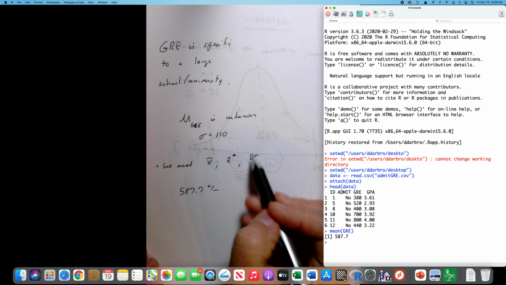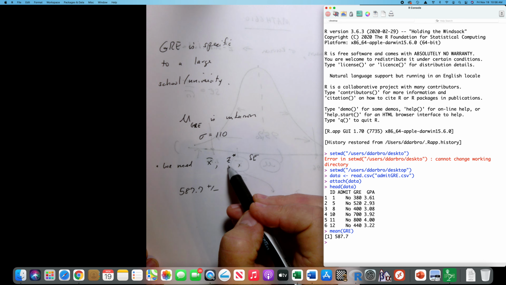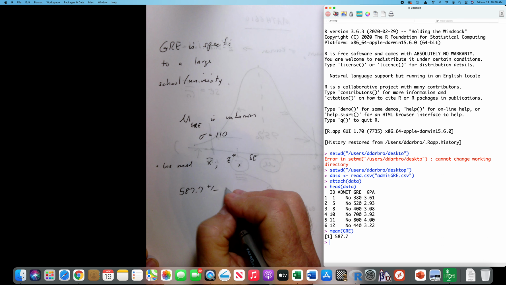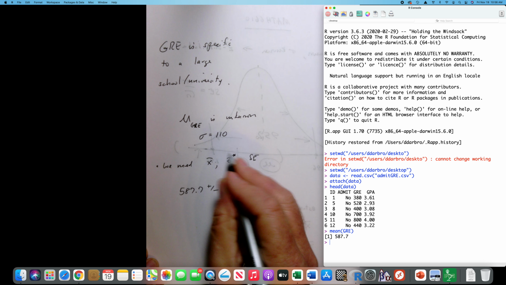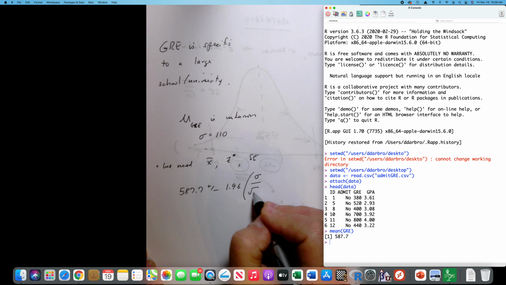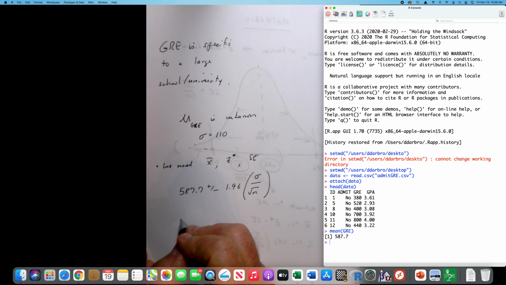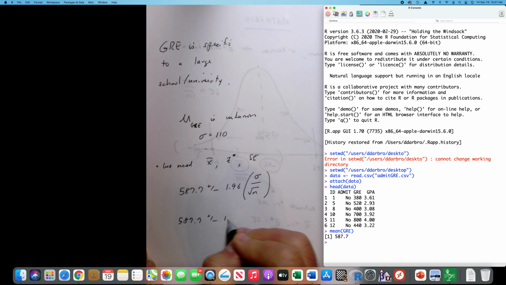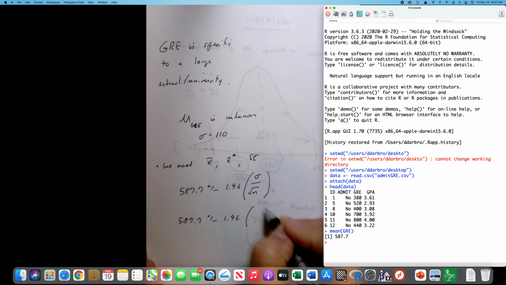If we're focusing on a 95% confidence interval, then the Z critical is 1.96, as we saw previously. I'll show you how to change that. And then the standard error comprises the population standard deviation over the square root of n. So I need 587.7 plus or minus 1.96 times 110 over the square root.